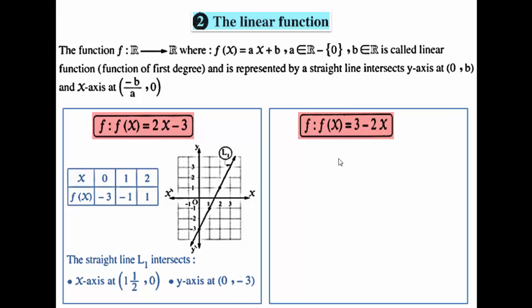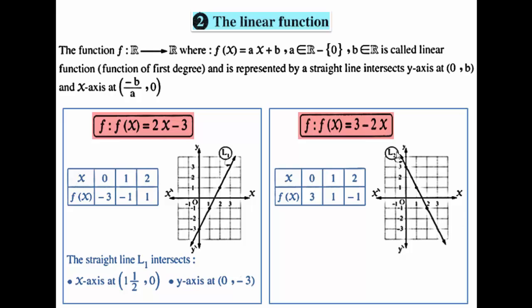Second example. If f of x equals 3 minus 2x, we'll substitute using 3 consecutive numbers 0, 1, and 2. Substitute x here by 0: 3 minus 2 multiplied by 0 equals 3 minus 0 equals 3. Substitute x by 1: 3 minus 2 multiplied by 1 equals 3 minus 2, the difference will be 1. And the last one, substitute x by 2: the result will be 3 minus 2 multiplied by 2 equals negative 1.